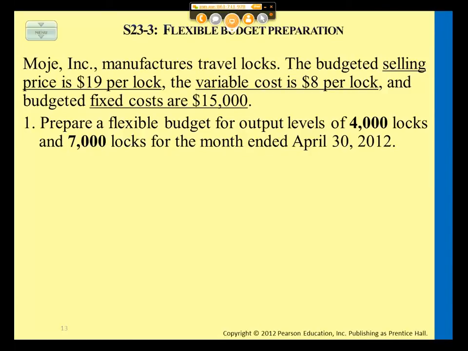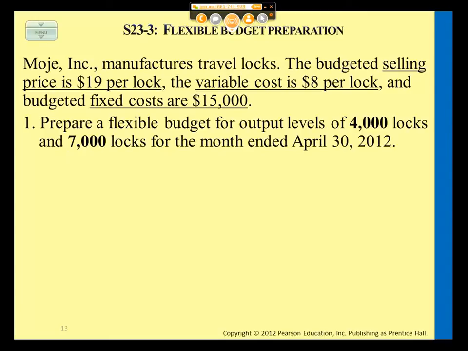So the budget selling price is $19 per lock. Variable cost is $8 per lock. Budgeted fixed costs are $15,000. And we want to prepare a flexible budget for output levels of 4,000 locks and 7,000 locks for the month ended April 30th, 2012. So we're going to look at the budget, right?